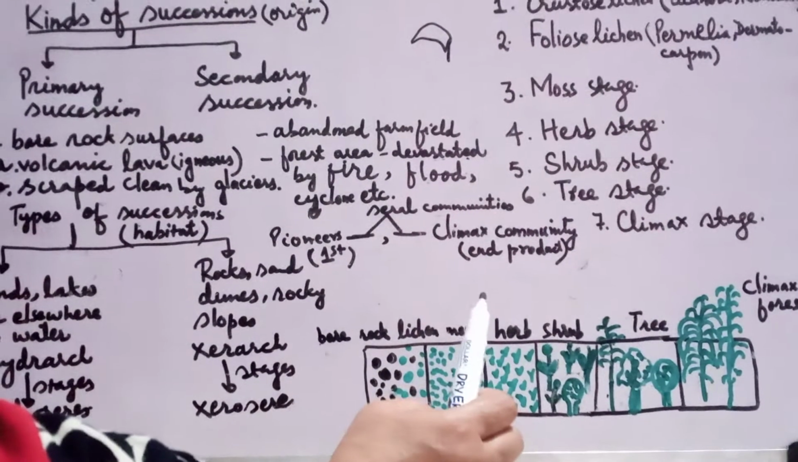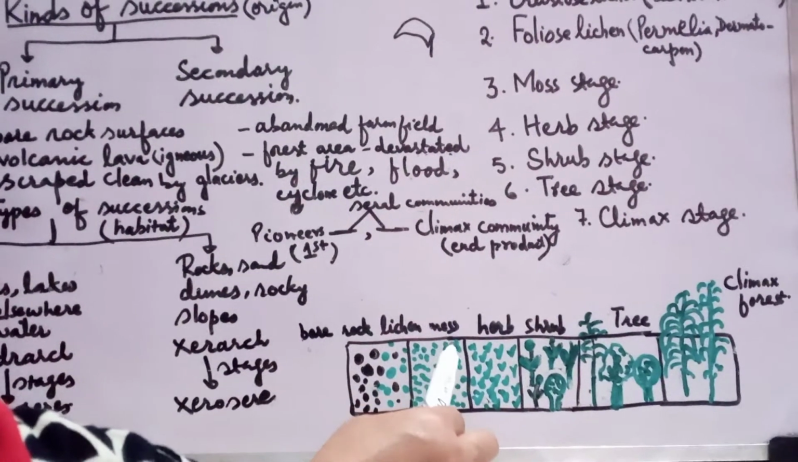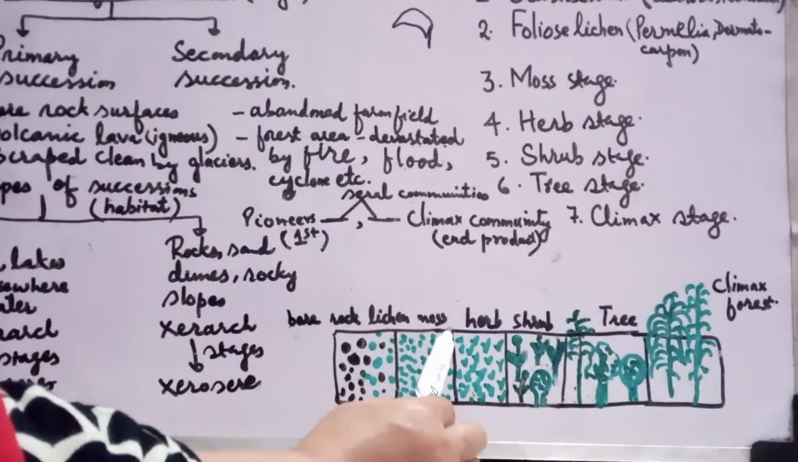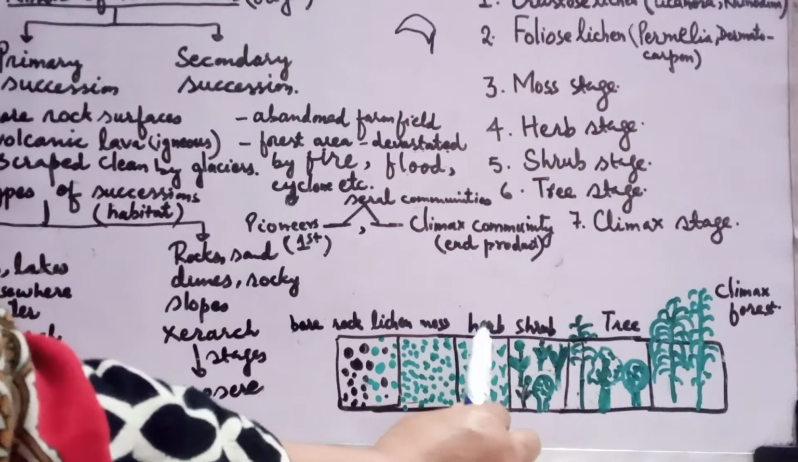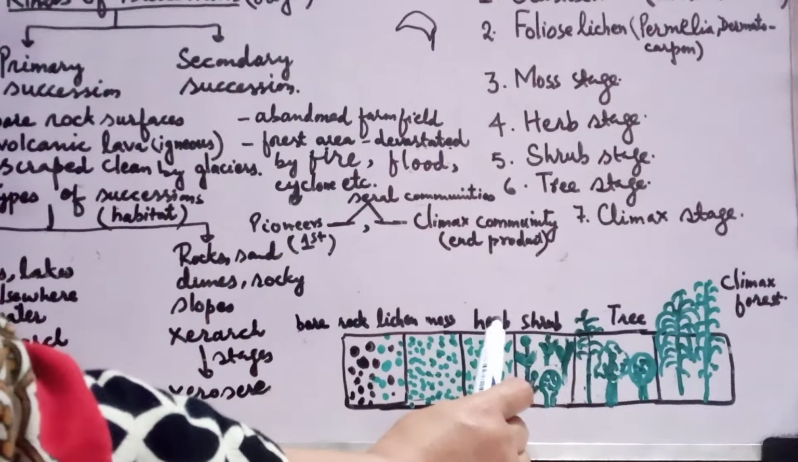They will start appearing on the rock, and they give a velvety appearance on the rock. They can hold a greater amount of water, and along with the soil they make a habitat suitable for the next group of plants, which are called what? Herbs.